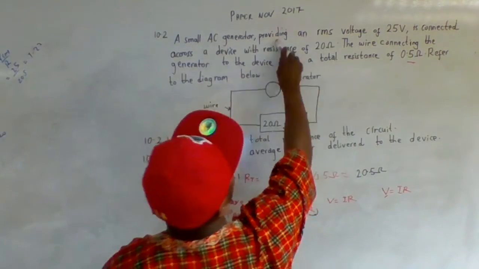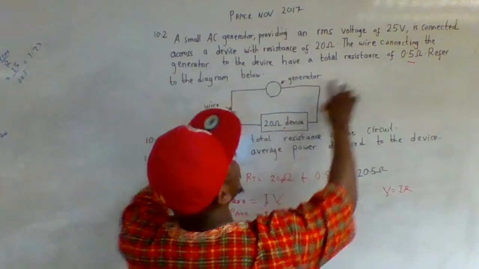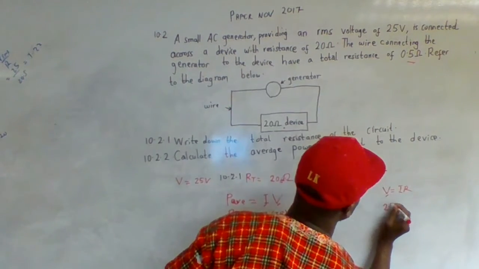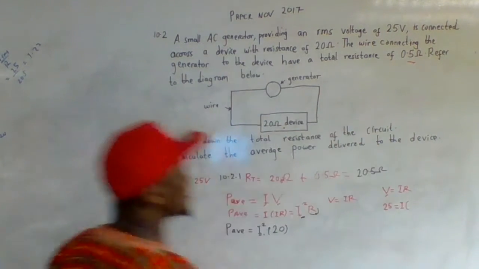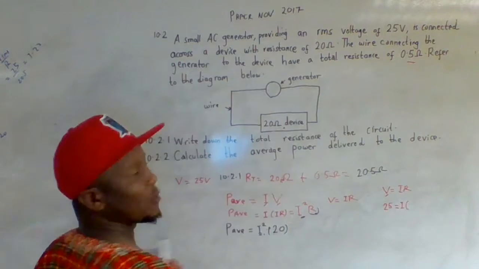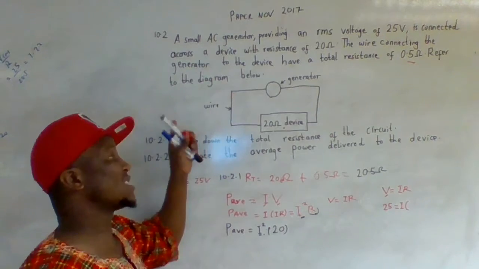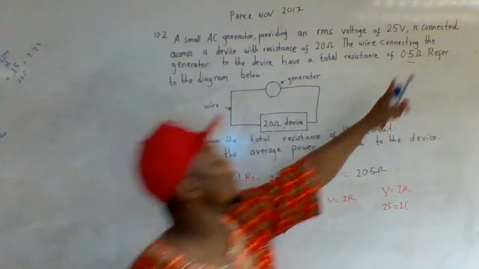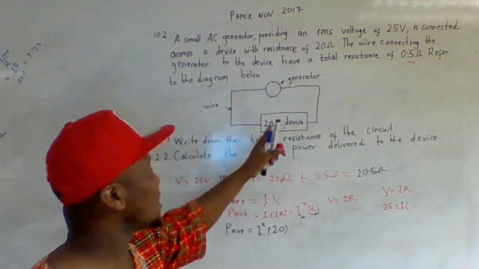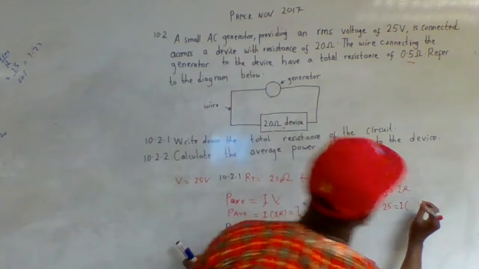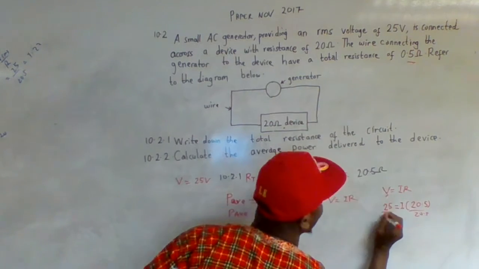I know my V. What is my V? The generator is providing the voltage 25. This voltage, remember, is not for the device, it's for the generator. So 25 equal to current, which I'm looking for, times the resistance. We have to involve the whole resistance, because when this current comes from the generator, what's resisting it is not only 0.5, it's 0.5 and the 20, both resisting the current from the generator. So the resistance I'm going to use is 20.5. Now you divide by 20.5.